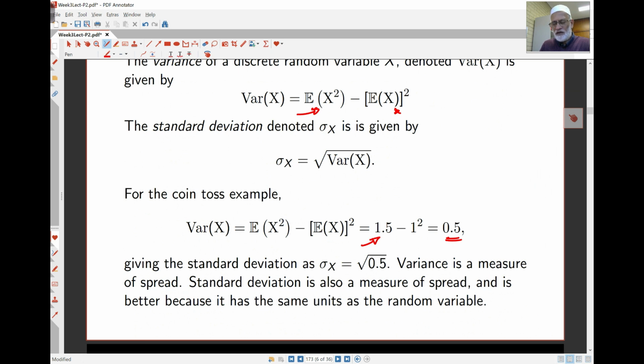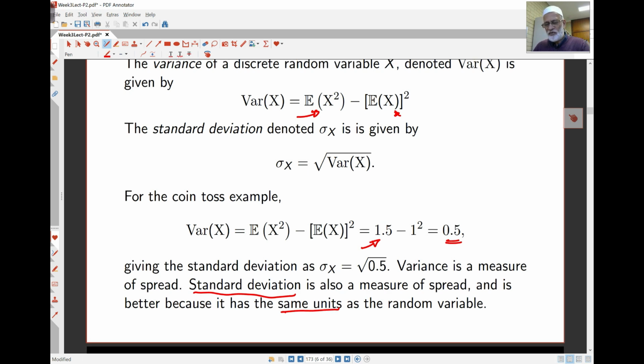Now, we know that variance is a measure of spread. Standard deviation is also a measure of spread, and it's a better measure because it's in the same units. Remember that the variance deals with squared things. So if I'm looking at the number of heads, this is heads squared, which doesn't make any sense with the variance. But if I look at the standard deviation, essentially this gives me the spread in terms of heads. How many heads, which is much more sensible.